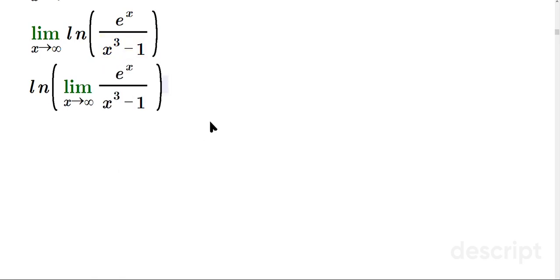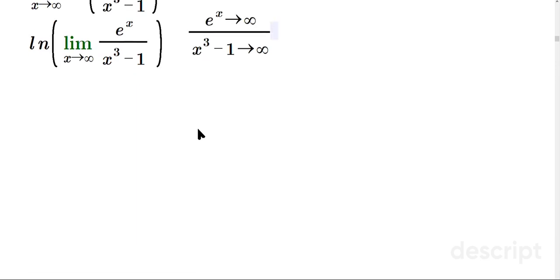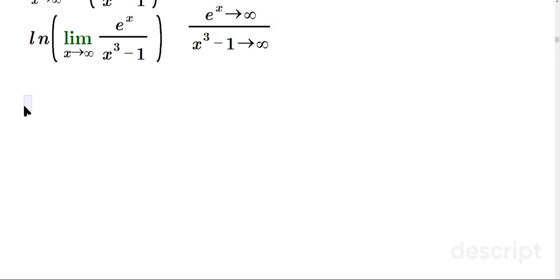Now, what happens in this case? Again, when x goes to infinity, e to the x goes to infinity, doesn't it? And then on the bottom, when x goes to infinity, x cubed minus 1 also goes to infinity. We have infinity over infinity. We know how to handle that, don't we? Just differentiate the top and bottom with L'Hopital's. So ln of the limit as x approaches positive infinity, and e to the x is just e to the x differentiated. x cubed minus 1 is 3x squared.